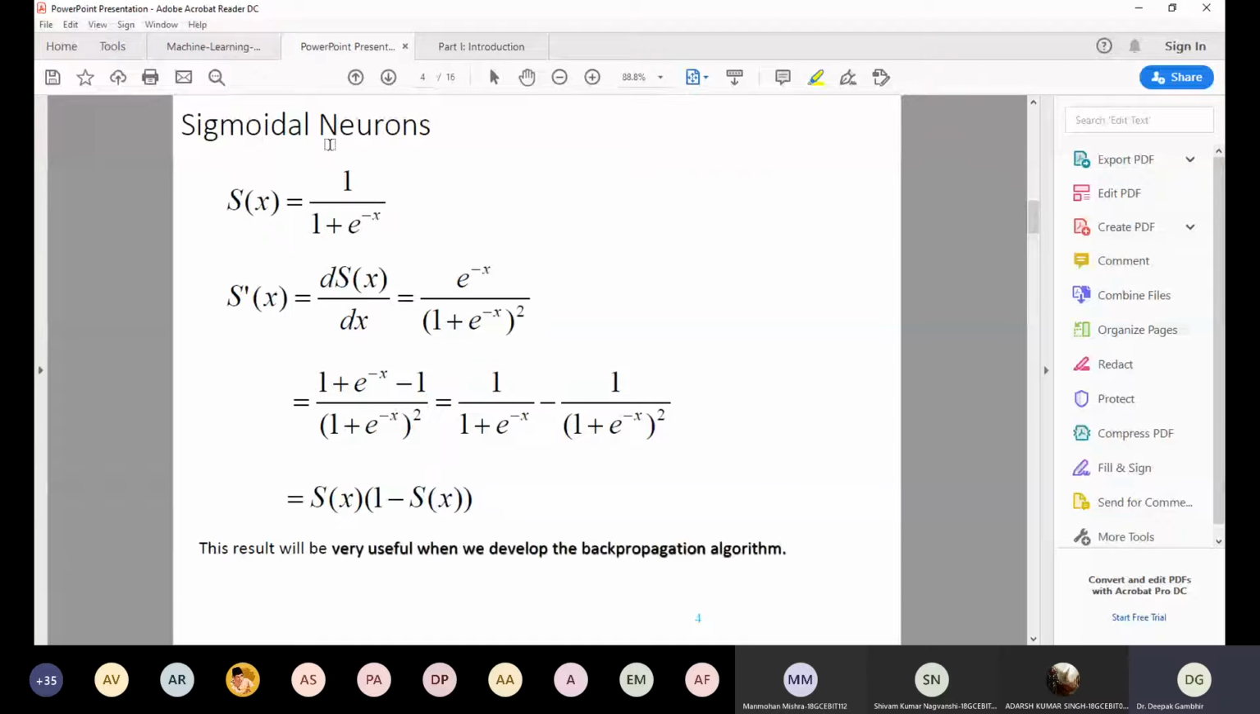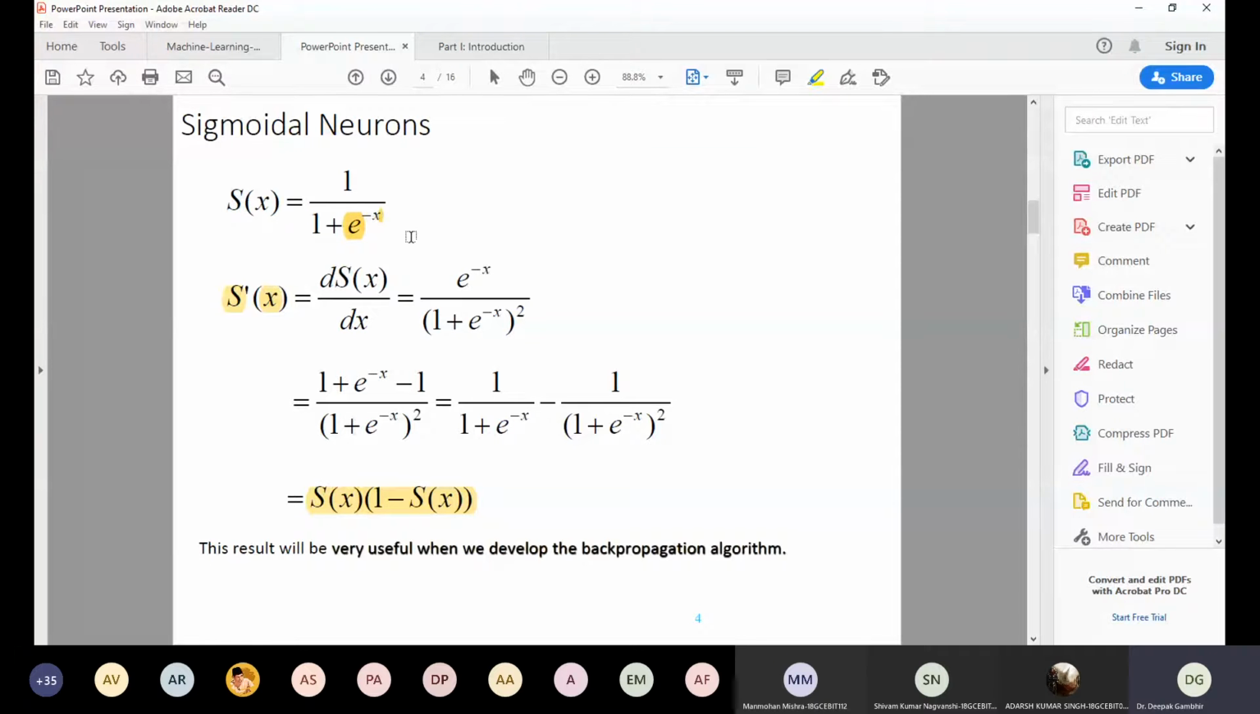One more property of the sigmoid function is that if you take the derivative of the sigmoid function, then that would result in s(x) into 1 minus s(x). This thing I have already told you, that you must do this derivation, and there is a very high chance that you will get this question in your examination too, because this is a very beautiful property of the sigmoid function. This is how it follows.